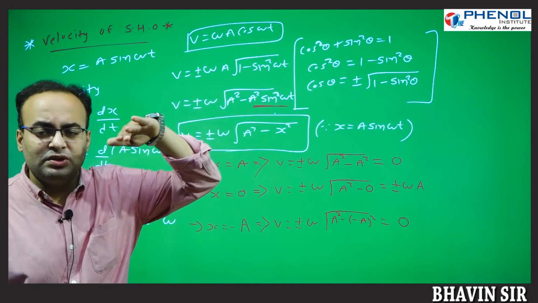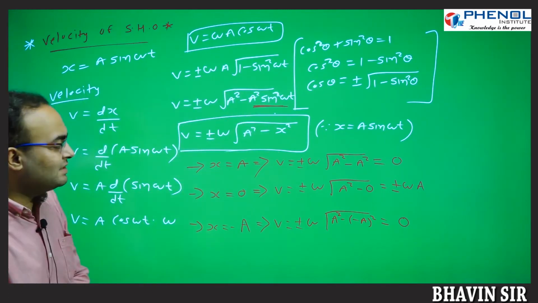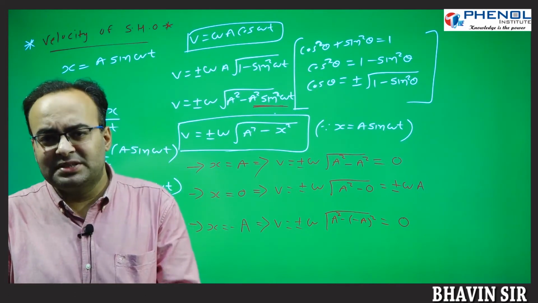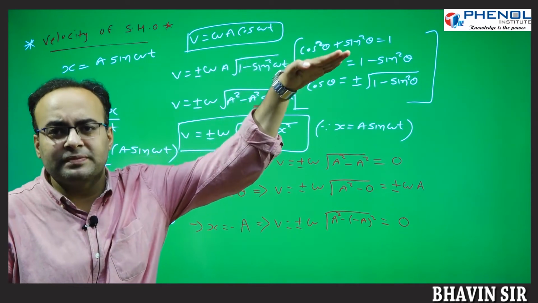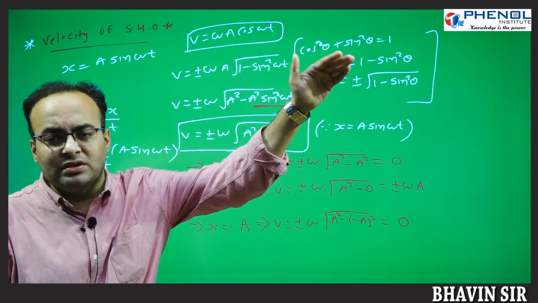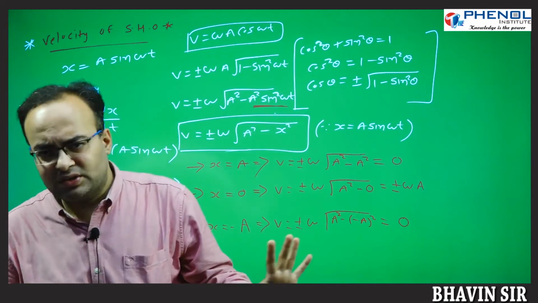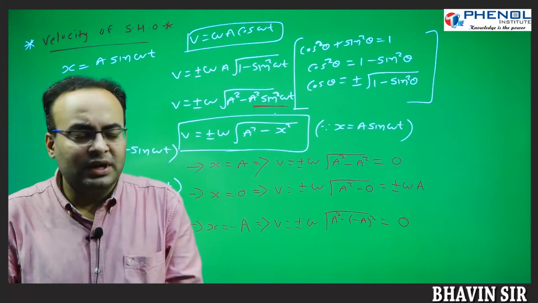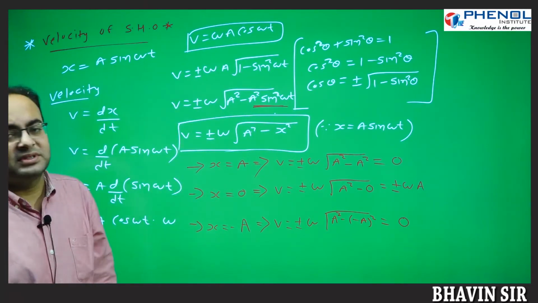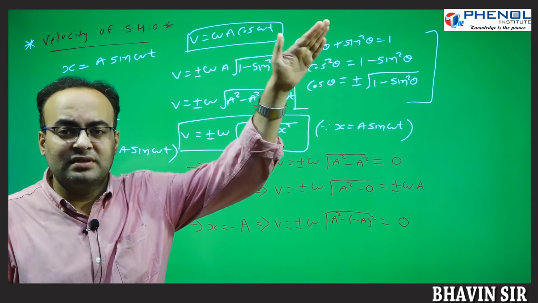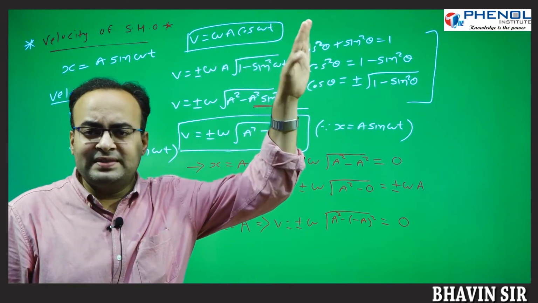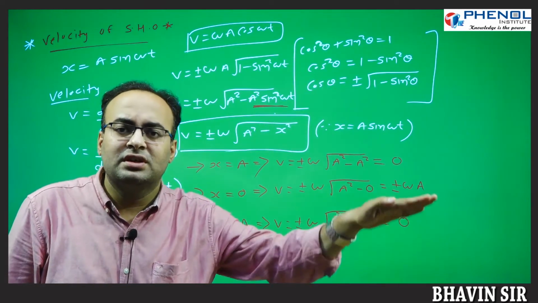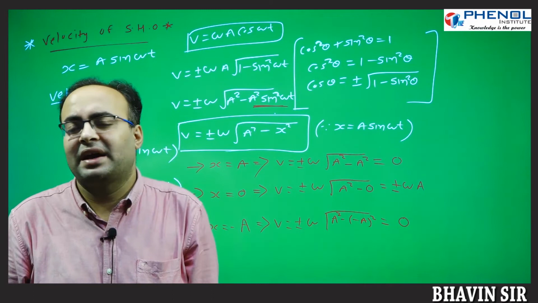See, at x equals a and at x equals minus a, what is the velocity? 0. Because x equals a means maximum displacement. Now students, when it reaches the maximum position, it will stop here, so its velocity becomes 0, then again it moves in a downward direction. So that is why at the highest position its velocity is 0, and when is velocity maximum? At x equals 0, which means mean position. When the oscillator passes through the mean position, its velocity is maximum.